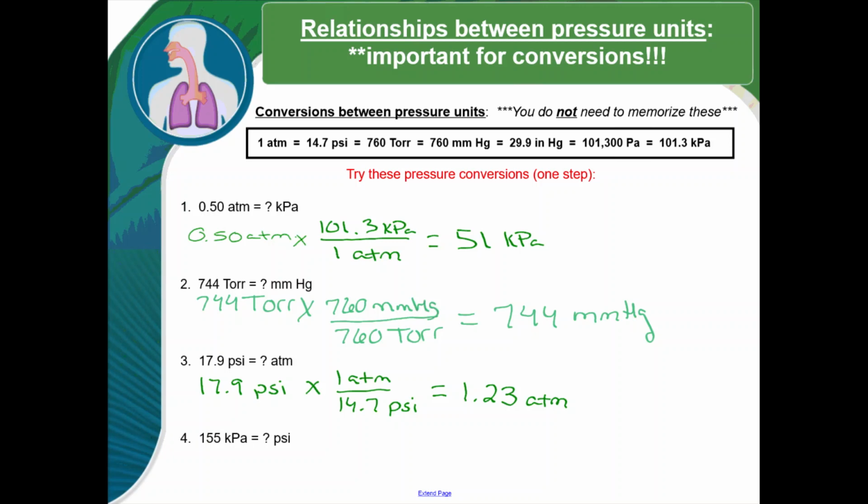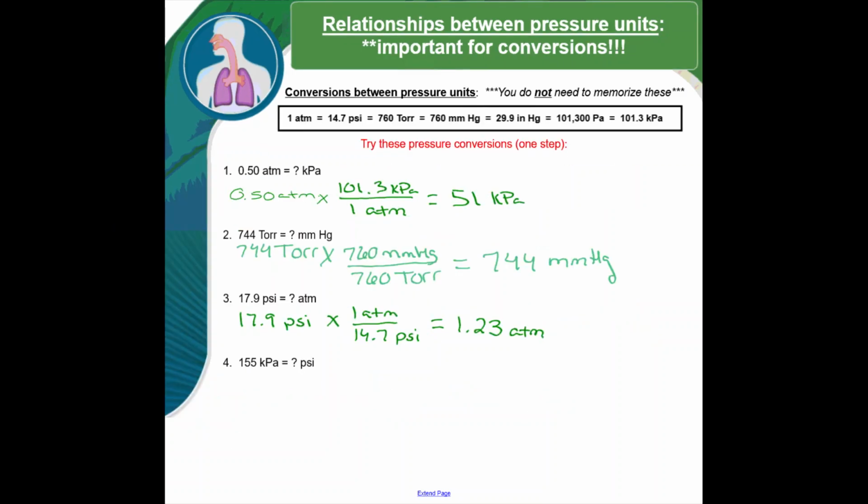Okay, pause the video and you try problem number 4. Okay, we're back. Let's look at problem number 4. We have 155 kilopascals, and we're finding how many psi that is equivalent to. As always, we start with our given, which is 155, and that's 3 sig figs here, so we know our answer will also have 3 sig figs. The conversion factor between kilopascals and psi is 14.7 psi equals 101.3 kilopascals. Since we have kilopascals as the given, it will go at the bottom, and PSI goes on top. When we do our math, 155 times 14.7 divided by 101.3 is going to give us 22.5 psi.